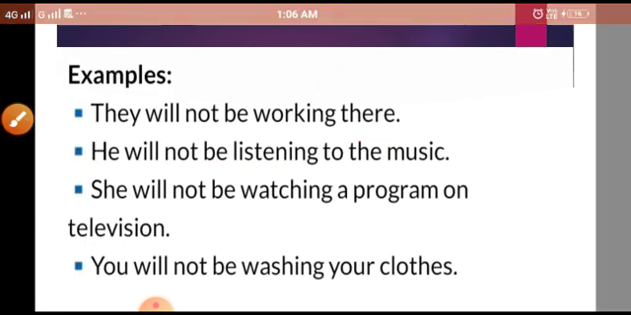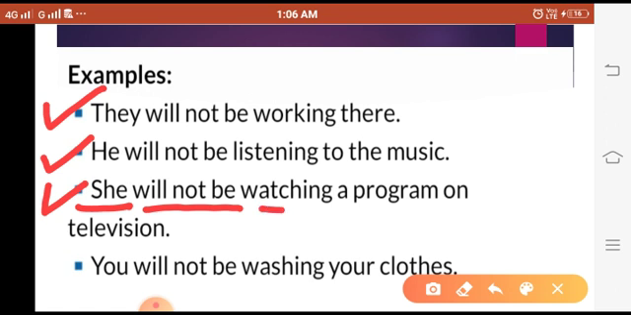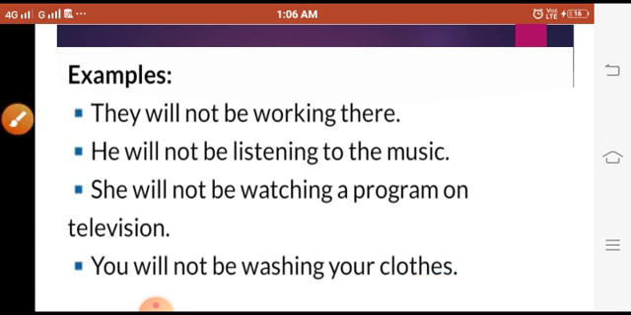Now let's see its examples also. They will not be working there. He will not be listening to the music. She will not be watching a program on television. She is subject, will not be is helping verb, watching is fourth form of the verb, and a program is an object. Next, you will not be washing your clothes.